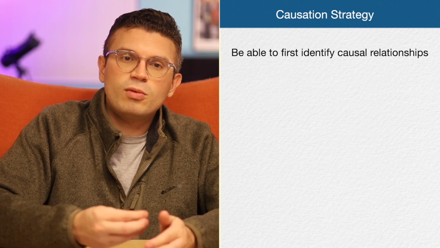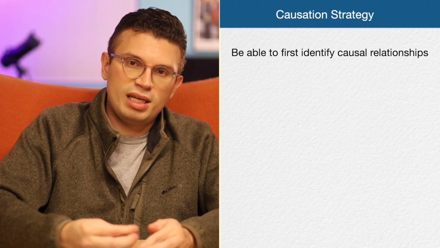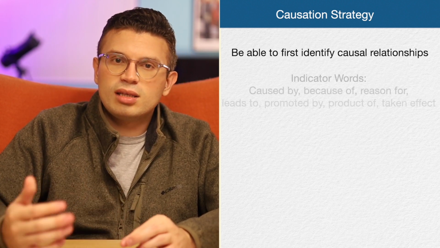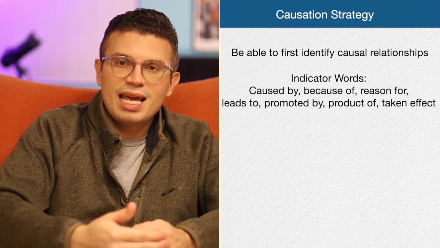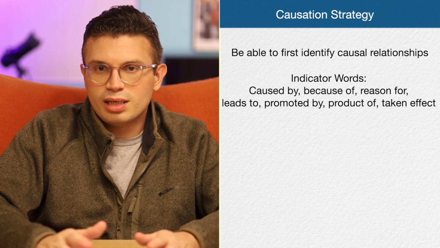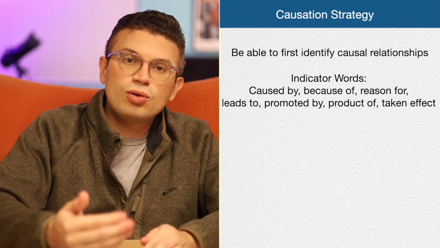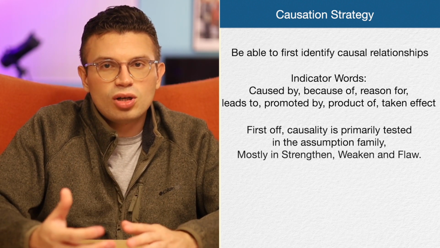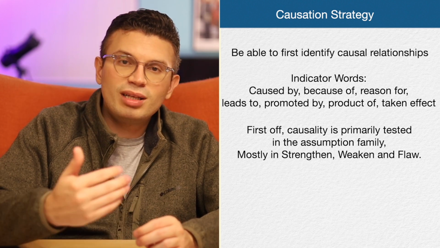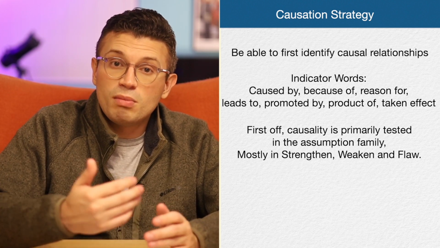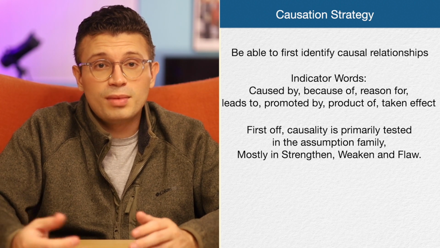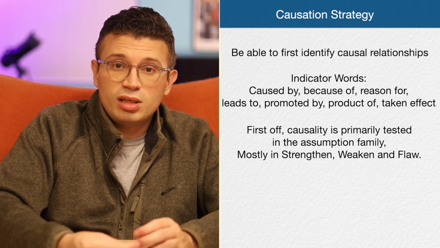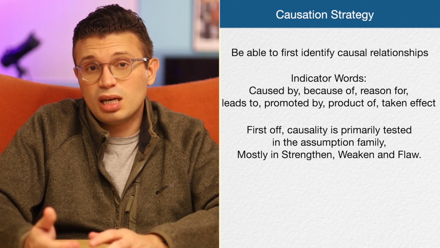Well, we have to be able first to identify causal relationships. Earlier in this lesson, I gave you guys the causality indicator words. Have those memorized, okay? But after you recognize causality, we need a plan of attack. First off, causality is primarily tested in the assumption family, mostly in strengthen, weaken, and flaw. So if you see causality in your stimulus, then probably be expecting one of those question types.